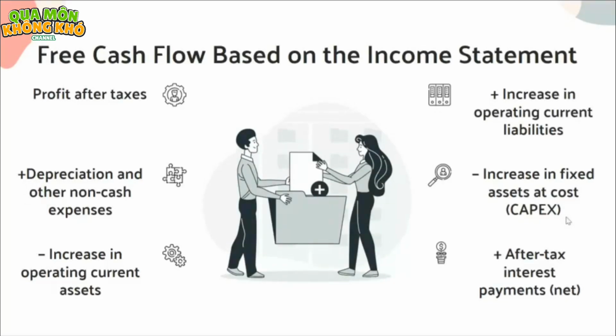So when the company gets a profit, they need to pay the interest payment, and the net profit, the net income, doesn't include the after-tax interest payment. And now, when we calculate the free cash flow, we need to add back the after-tax interest payment.